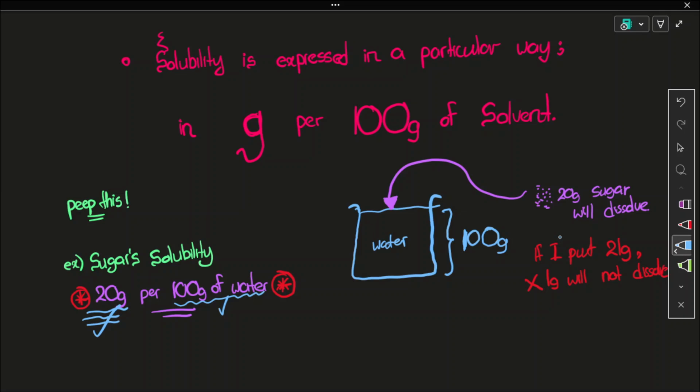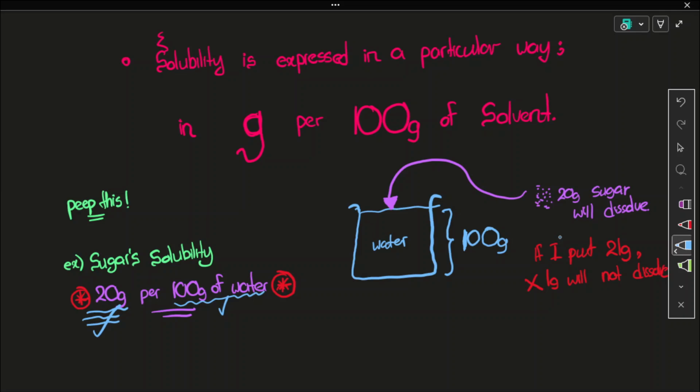Deposit at the bottom. You see, this solution is now saturated with enough sugar. It's saturated with as much sugar as possible. So if you keep on adding, it'll simply deposit at the bottom.